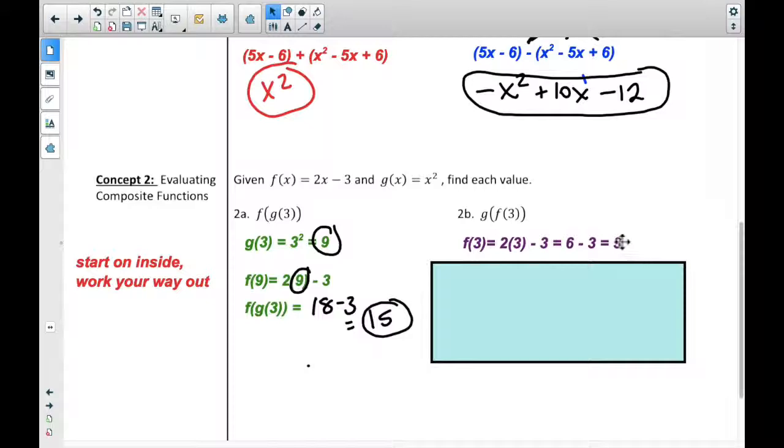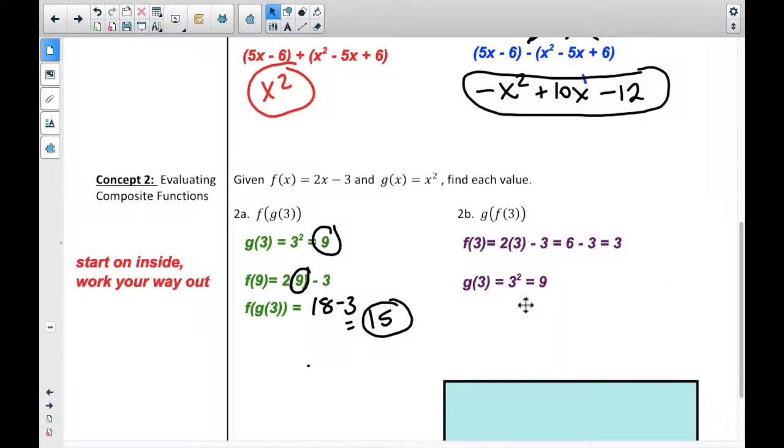I'm going to take that 3, and I'm going to plug it in now to the g of x function. So I'm going to come up here, and I'm going to put it into that spot there. And so I take the 3, g of 3 is 3 squared, which is 9, and so my final answer is just going to be that g of f of 3 is equal to 9.